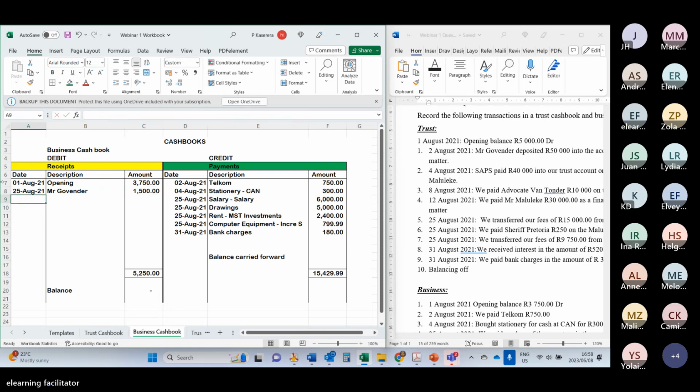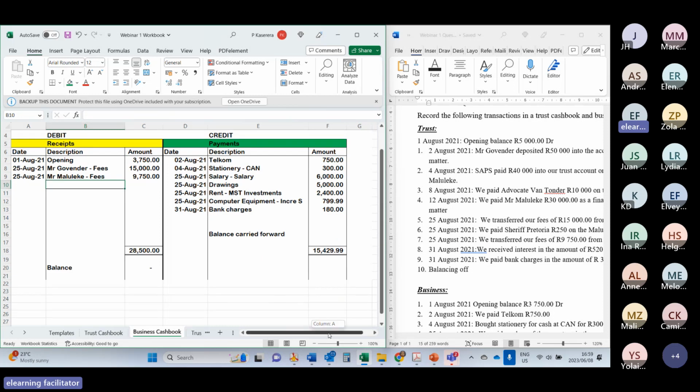$15,000. Okay. And then we also received fees from the Maluleke matter on 25 August. So it was fees of 9,750. Okay, so we can show this is our fee that we are receiving. If it's disbursements, we also show that these are disbursements. So this is how we record in our cash book.